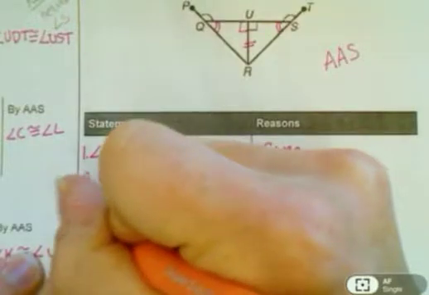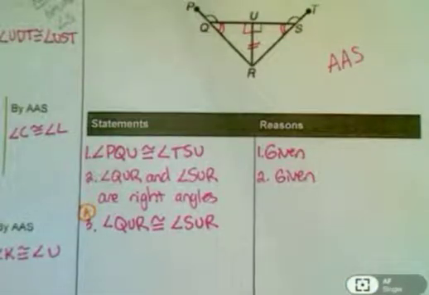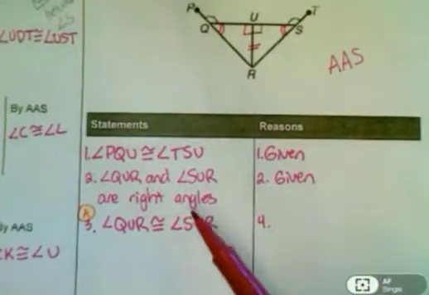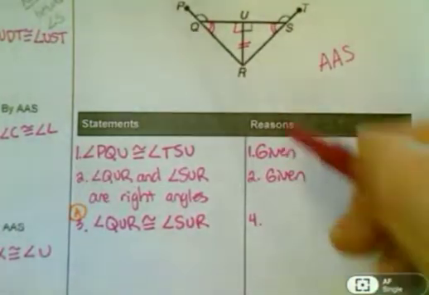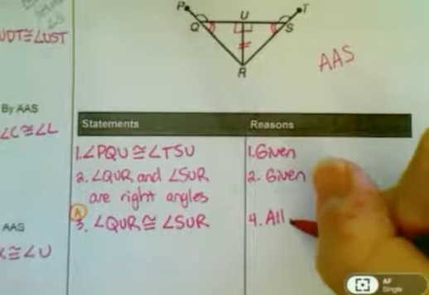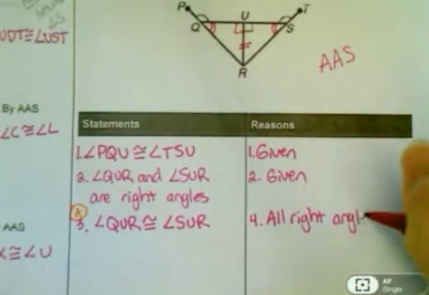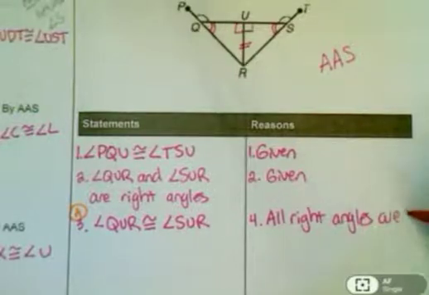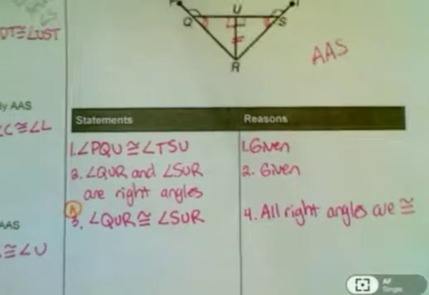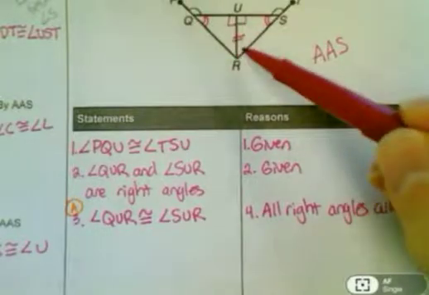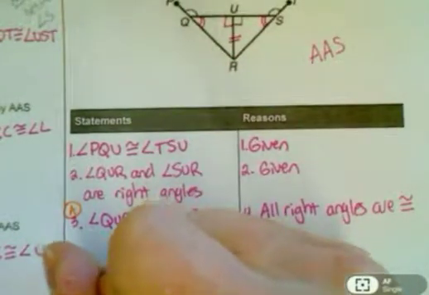I didn't really leave myself a lot of space, so I'll just put my A there. And why do we know that? Well, we know that because they're right angles, and we know that all right angles are congruent. Okay, 1 down, 2 to go. This side statement is pretty easy, so let's work on that.